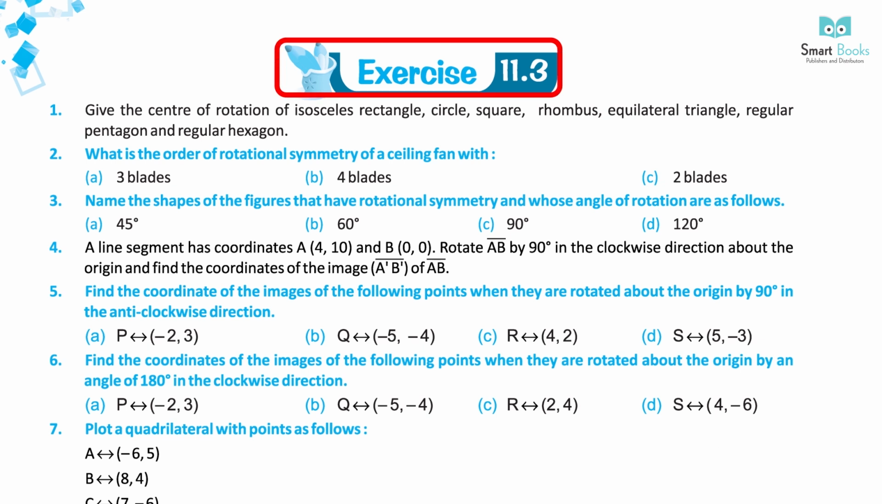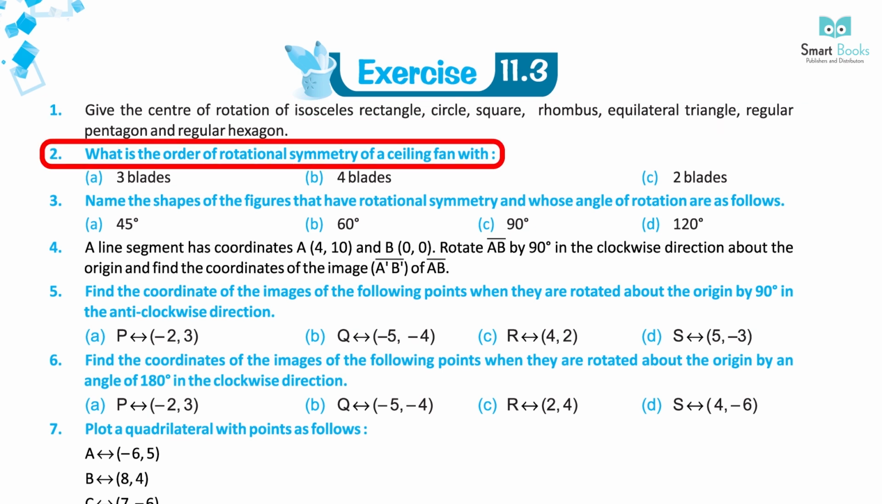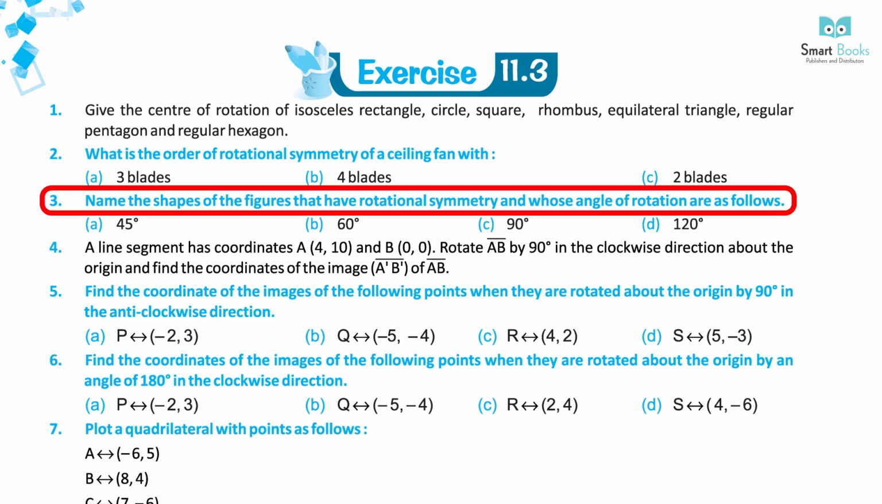Exercise 11.3. Question 1. Give the center of rotation of isosceles rectangle, circle, square, rhombus, equilateral triangle, regular pentagon, and regular hexagon. Question 2. What is the order of rotational symmetry of a ceiling fan with A. 3 blades, B. 4 blades, C. 2 blades? Question 3. Name the shapes of the figure that have rotational symmetry and whose angle of rotation are as follows.